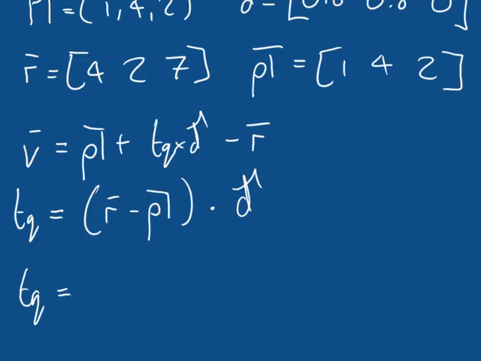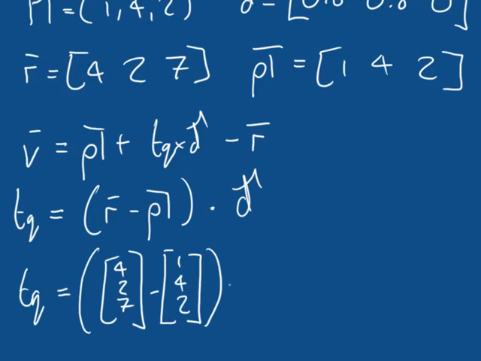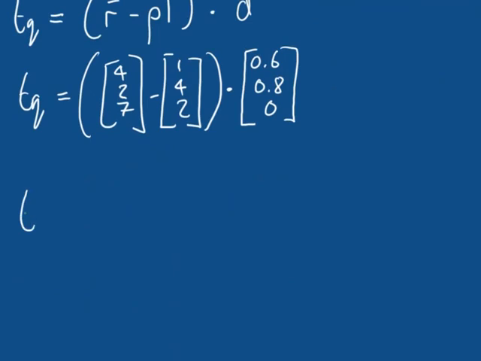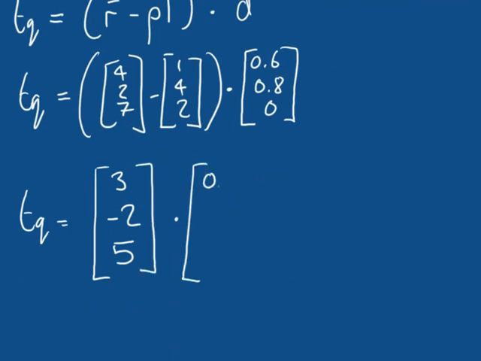So TQ is going to be equal to our vector R, 4, 2, 7, minus our vector P1, 1, 4, 2, dotted with our vector D, 0.6, 0.8, 0. Fantastic. So we need to first evaluate these parentheses, which means we need to evaluate that subtraction. So 4 minus 1 is 3, 2 minus 4 is minus 2, and 7 minus 2 is 5, and we're dotting that with 0.6, 0.8, and 0.